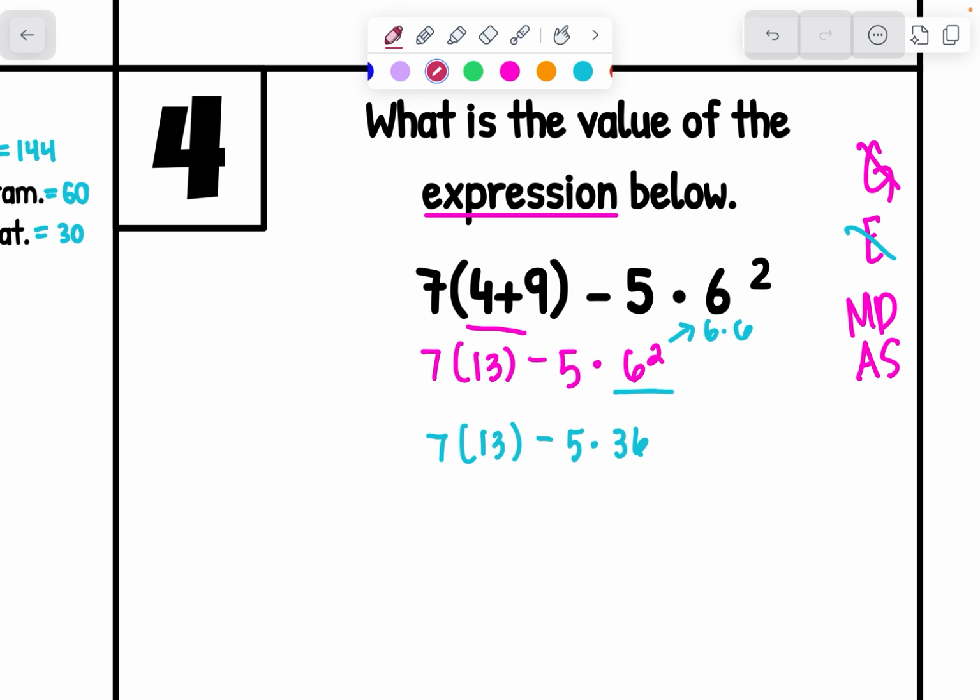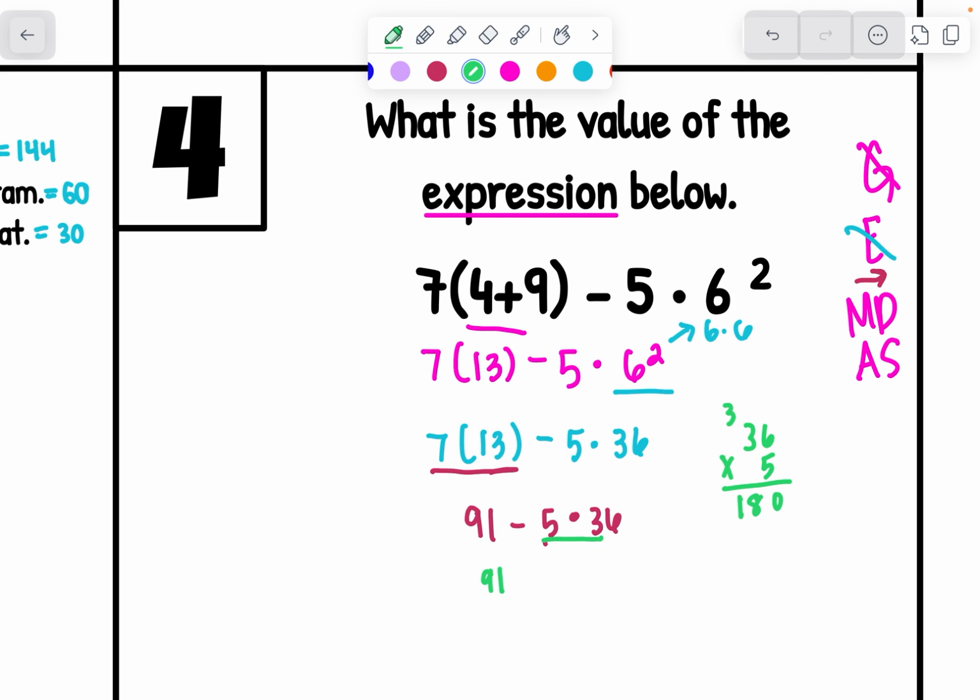I'm done with my exponents, so now I'm going to look and see what I see next. So what I see from left to right is multiplication and division. So I'm going to do 7 times 13, and that is 91. Minus 5, 36. I'm not done with multiplication or division. What I see is this 5 times 36. So 5 times 36. Let's go ahead and do that off to the side. 6 times 5 is 30, carry the 3. 5 times 3 is 15, but I add 3, so that's 180.